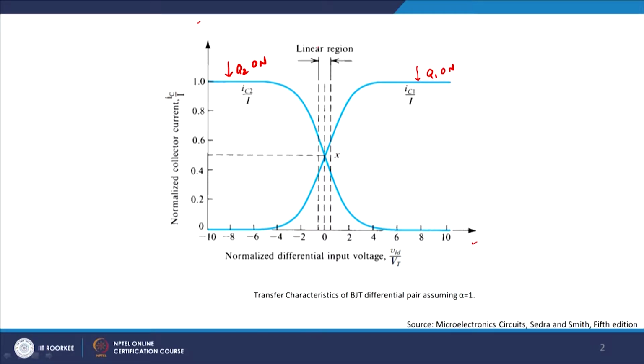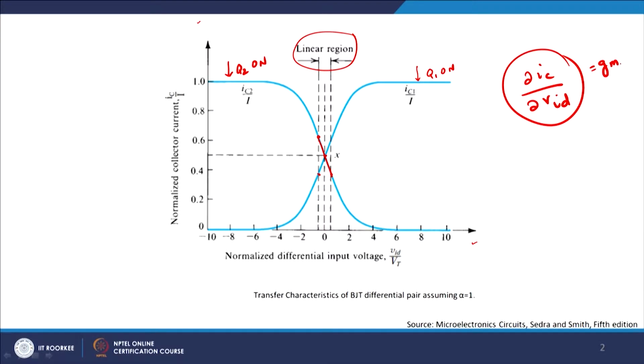Somewhere in the middle, where a linear region has been maintained, is the region where we look at the differential of current with respect to input differential voltage. So, if you want to find out the slope of this curve from this point to this point, it is basically del IC by del VID, right. If that is the slope you are referring to, del IC by del VID is maximum somewhere in the middle of this linear region.